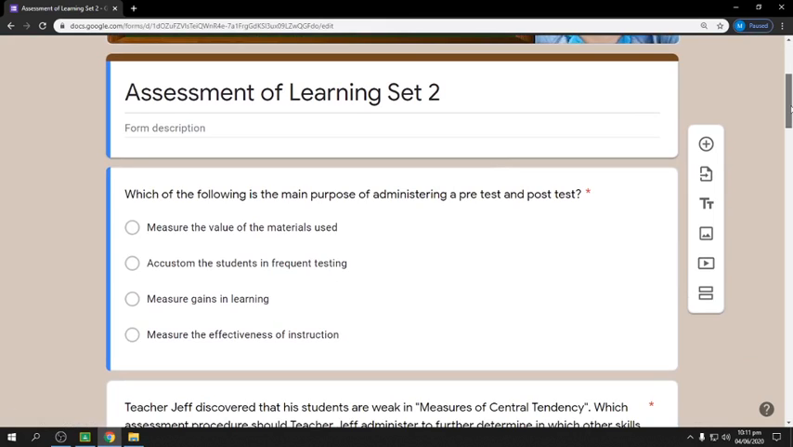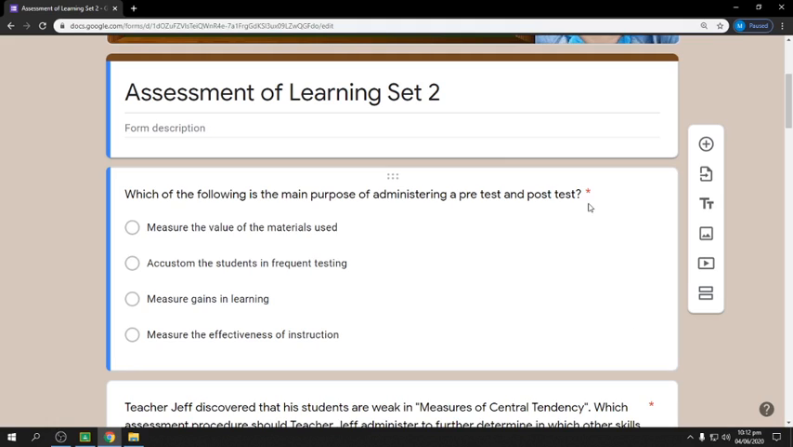For the first question, which of the following is the main purpose of administering a pre-test and post-test? A. Measure the value of the materials used. B. Accustom the students in frequent testing. C. Measure gains in learning. D. Measure the effectiveness of instruction.